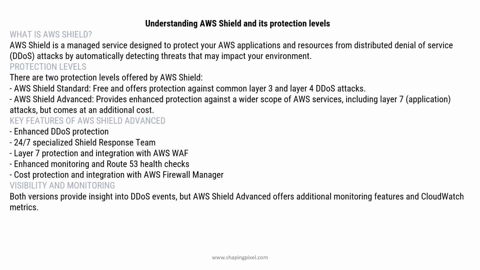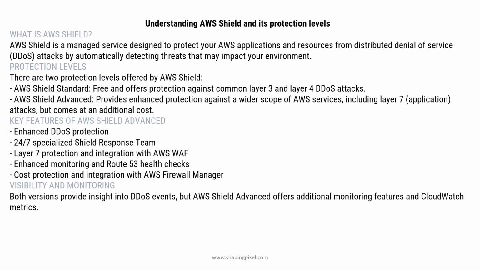Now, welcome to a quick guide on understanding AWS Shield and its protection levels. AWS Shield is a managed service designed to protect your AWS applications and resources from distributed denial of service attacks by automatically detecting threats that may impact your environment. There are 2 protection levels offered by AWS Shield. AWS Shield Standard is free and offers protection against common layer 3 and layer 4 DDoS attacks. AWS Shield Advanced provides enhanced protection against a wider scope of AWS services, including layer 7 application attacks, but comes at an additional cost.